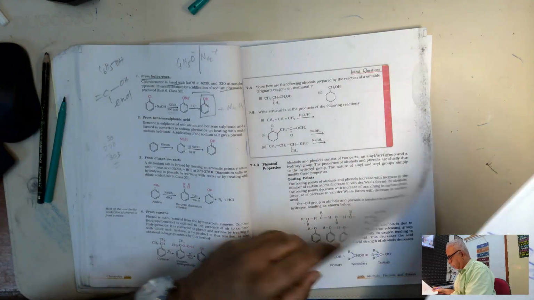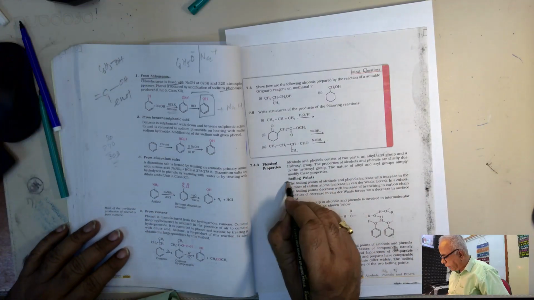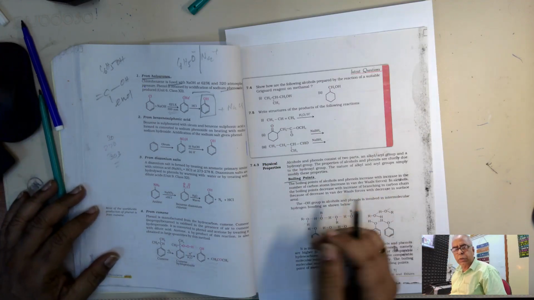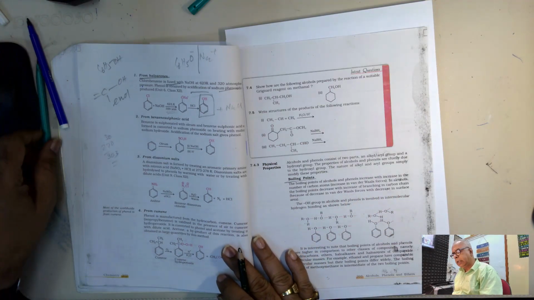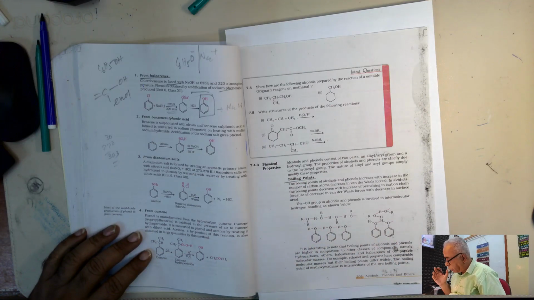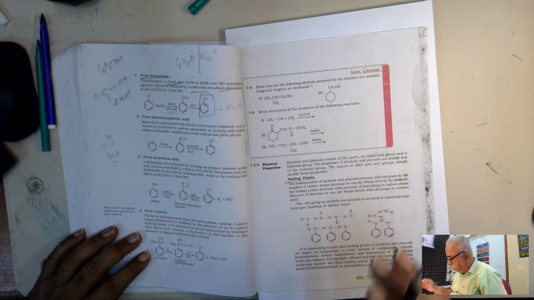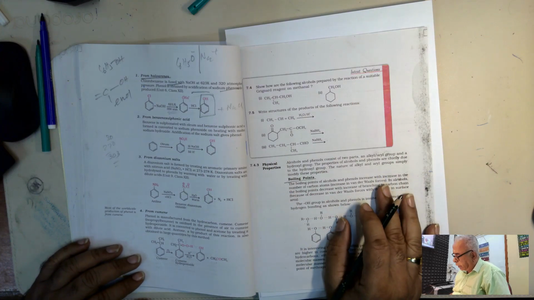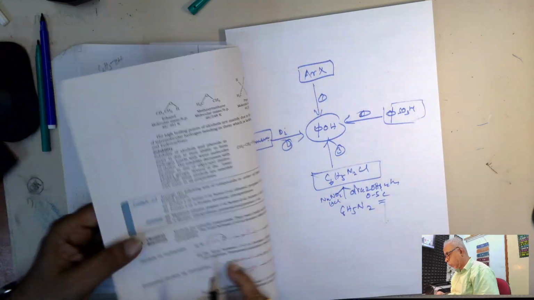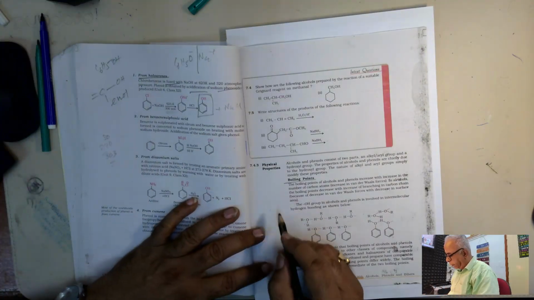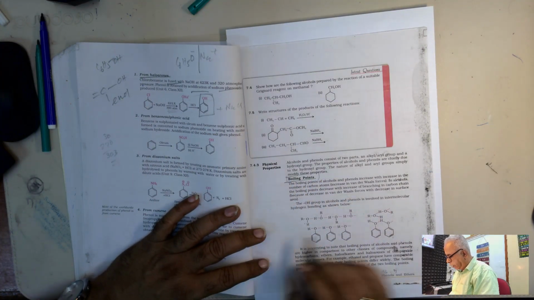Now let us move to the next one, physical properties. What are physical properties? Boiling point, melting point, viscosity. These are all physical properties, even color, crystal nature, etc. So you have to define whether it is solid, liquid or gas, and if it is liquid, what the boiling point is, etc. All these are discussed here. Here, boiling point is very important, being a liquid.